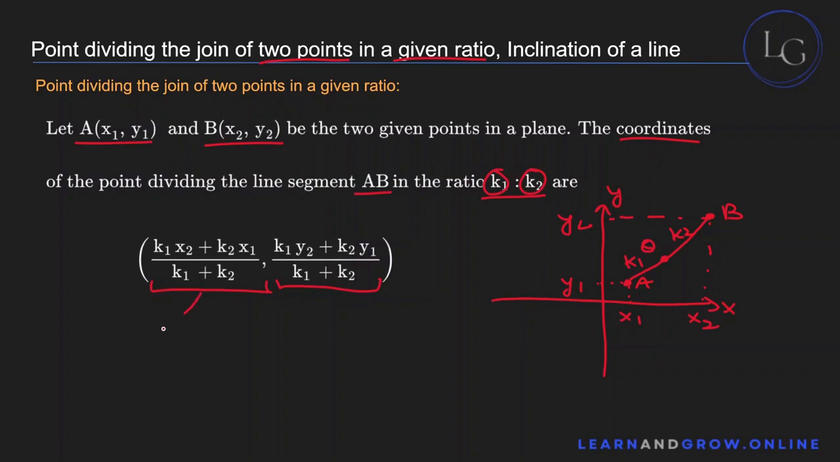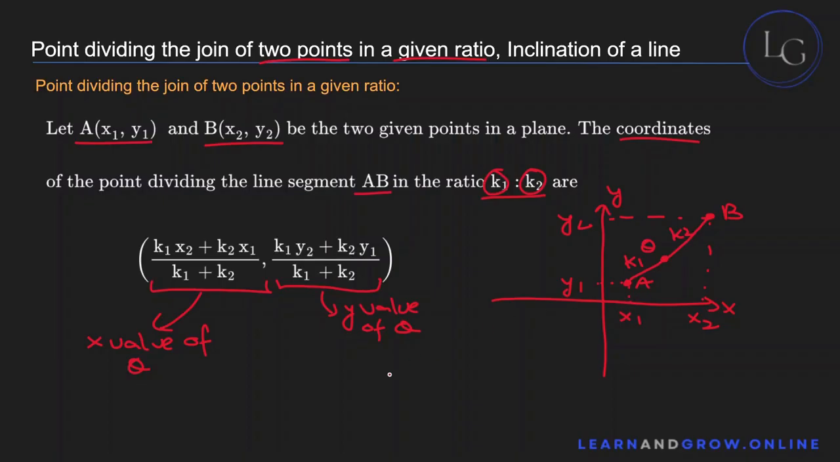This over here will give you the x value of Q, and this here will give you the y value of Q. Now, it's not necessary that K1 will be the distance between A and Q, and K2 will be the distance between Q and B, right?